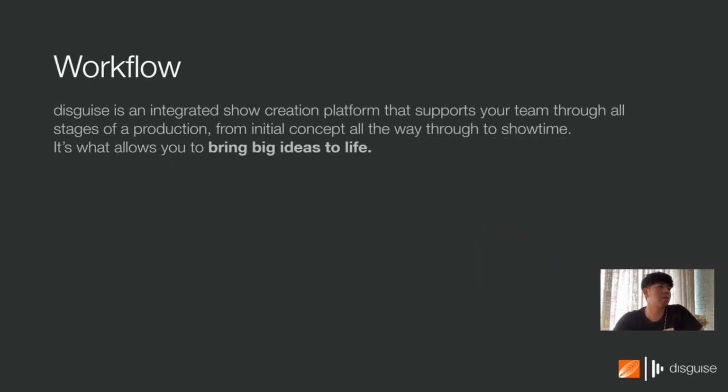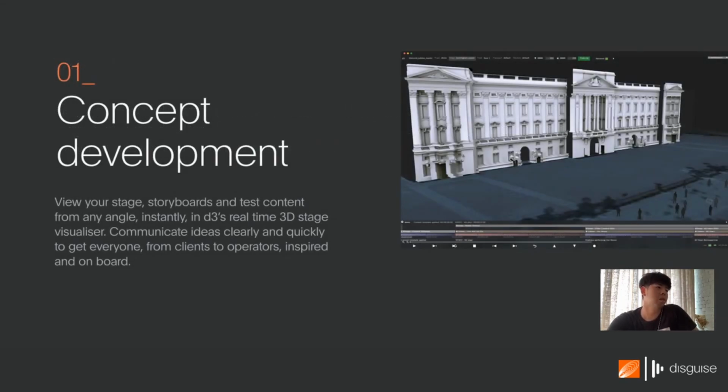Okay. So let's talk about workflow in disguise. Disguise is an integrated show creation platform that supports your team throughout all stages of production, from initial concept all the way through to show time. Okay, so there are 6 steps. First step, concept development. So everybody, you can start doing a storyboard and test your contents.